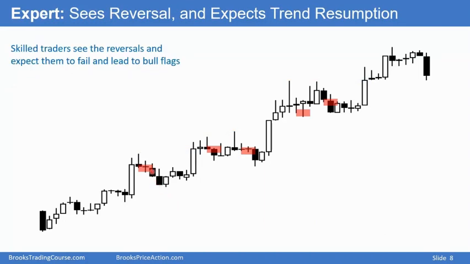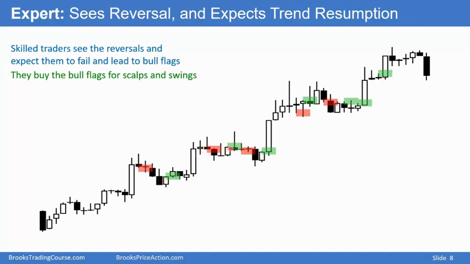Skilled traders see these same reversals, but they're not shorting. They're waiting for them to fail and become bull flags. They're buying the reversal up. They see the reversal down. They expect, rather than a reversal and a bear trend, it'll fail and become a bull flag.